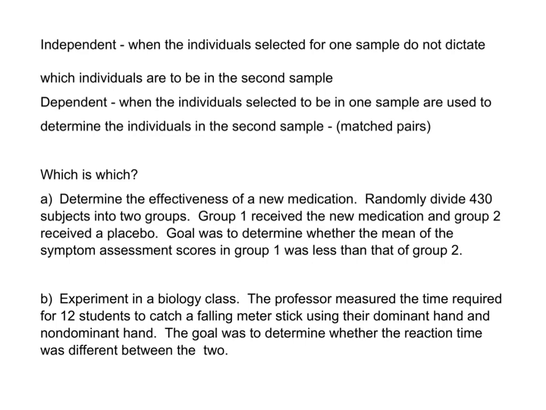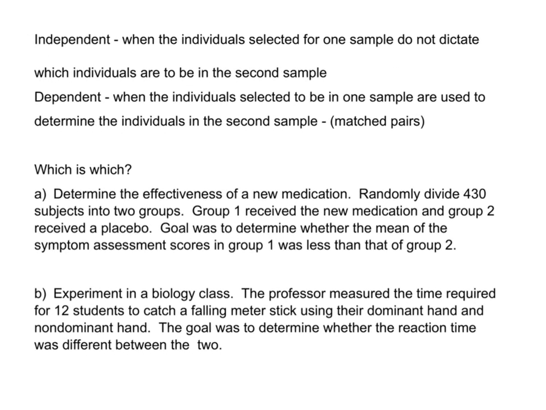One important piece to be aware of as we go through this chapter is whether the samples are independent or dependent samples, right? Independent, when the individuals selected in one sample do not dictate which ones are in the second sample, and then dependent, when the individuals selected in one are used to determine the individuals in the second.